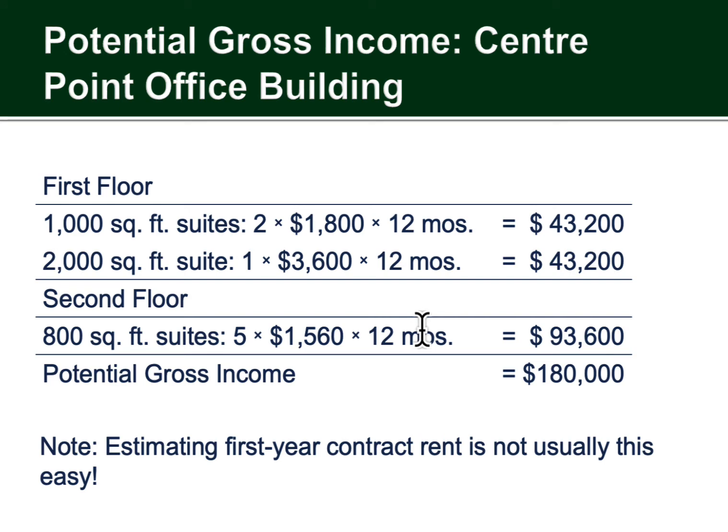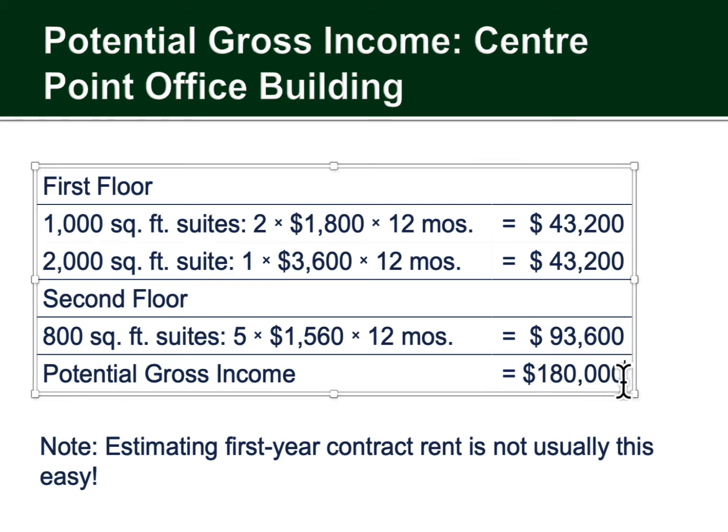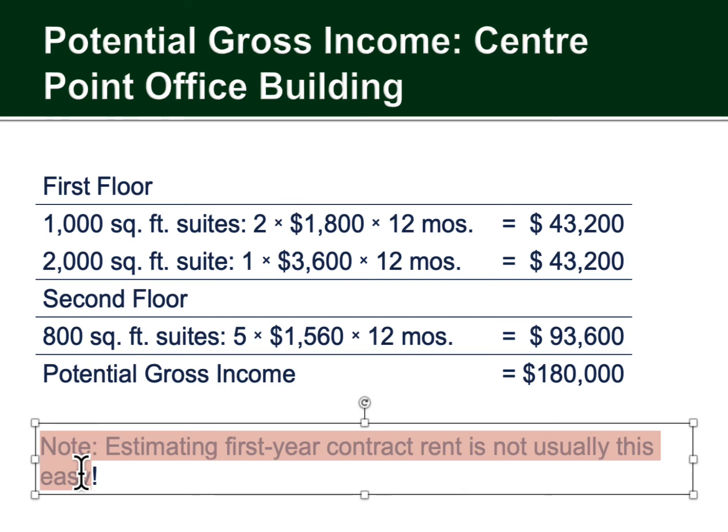Suite is the word we often use when we talk about a unit, when we talk about office properties specifically. And then we build that into an annual figure for the property. So there are 2 1,000 square foot suites, there are 5 800 square foot suites, etc. And all in, if they're fully rented for the year, that sums up to $180,000 per year in potential gross income. Note that since this property is fully leased and there are no leases expiring soon, the work at this point is a little bit easy.